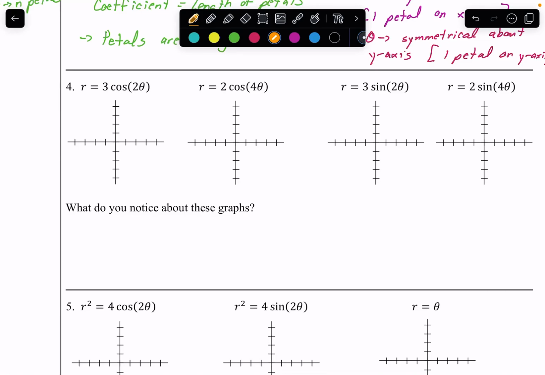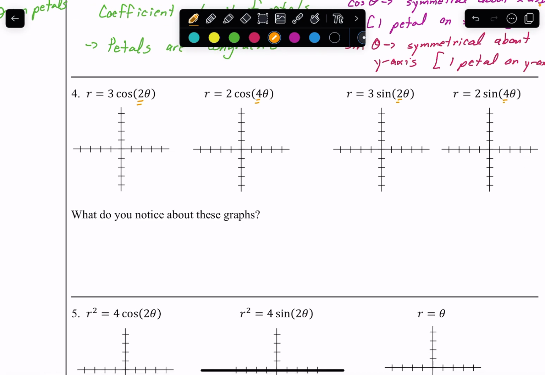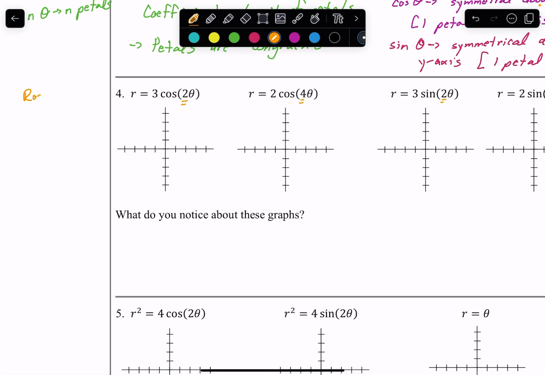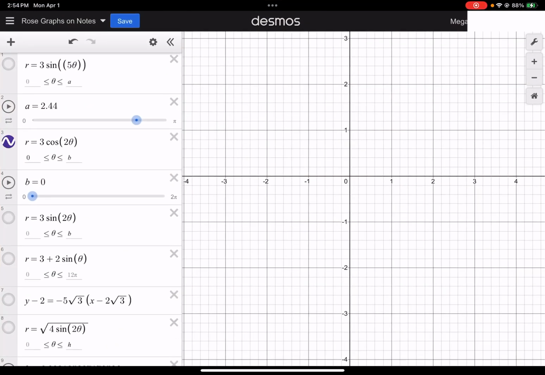So these are also rose graphs, but all of these have an even number next to the theta as that coefficient. So that's going to change what they look like by quite a bit, actually. So let's take a look at 3 cosine 2 theta and see how this is built. So 3 cosine 2 theta starts here.